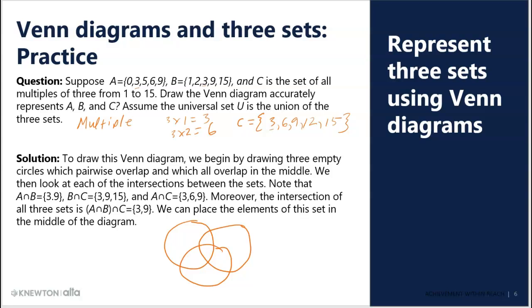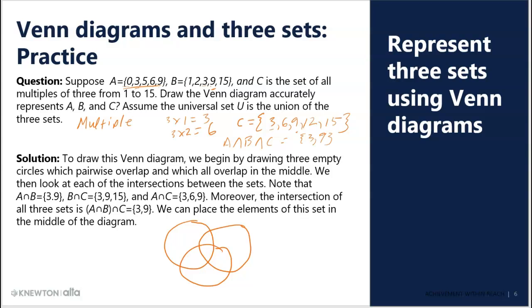6, no 6 in B. 9, 9, 9. Okay, so once I check set A, I'm done checking for the intersection of all three. So I do have a 9 also. So the intersection of A with B with C is the first thing you find. And I see that I have a 3 and a 9.